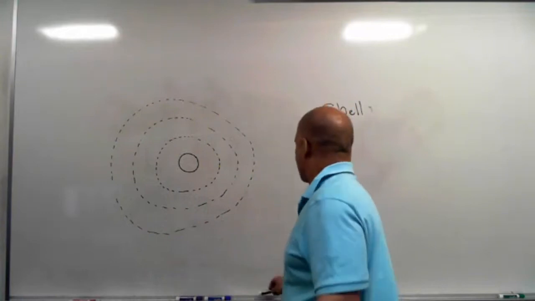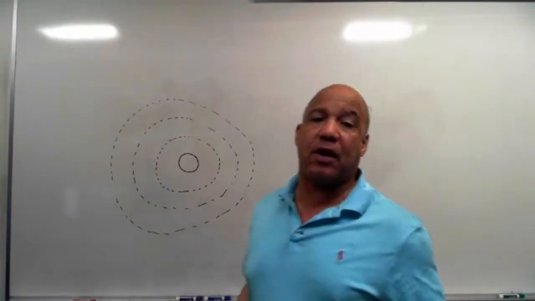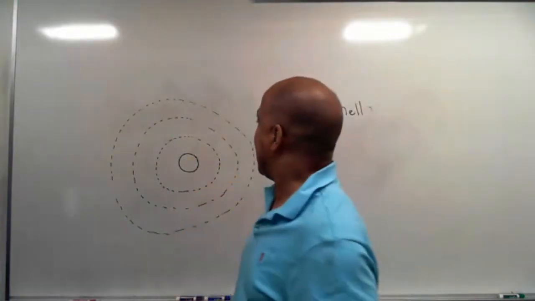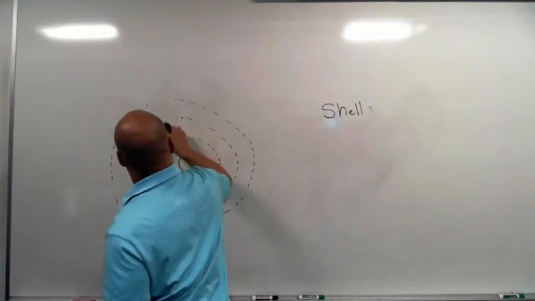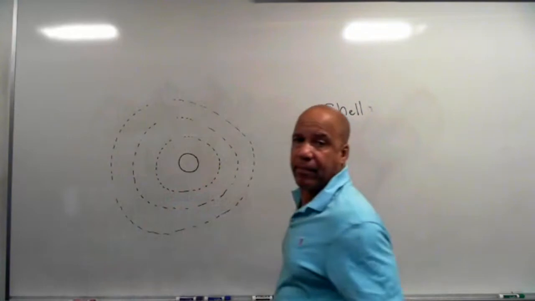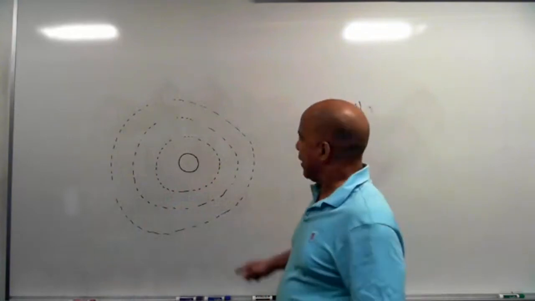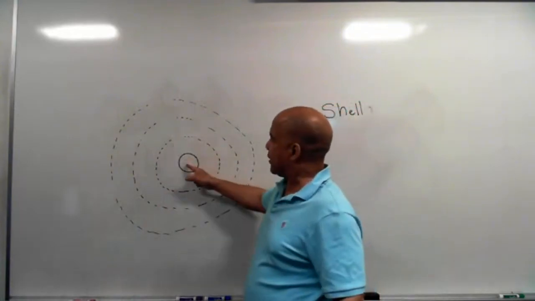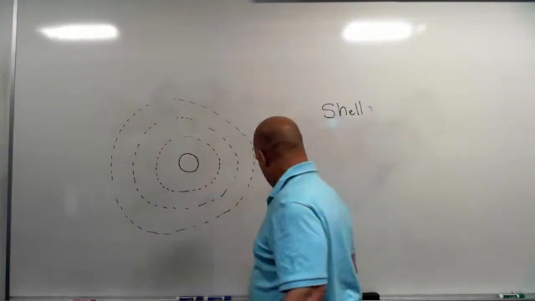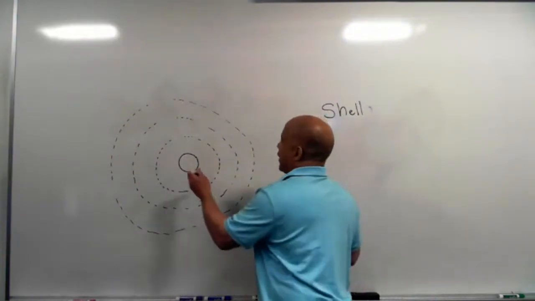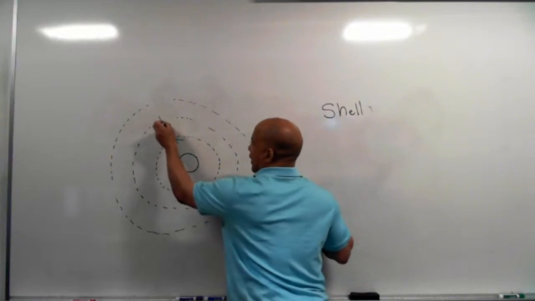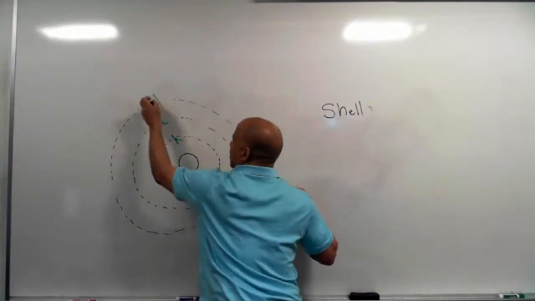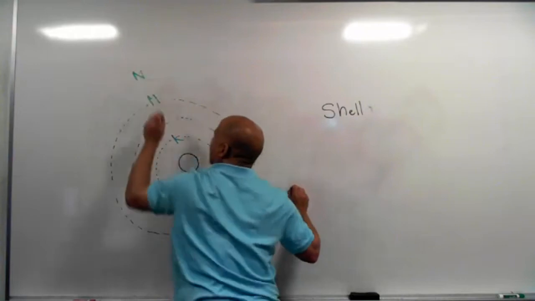Well, these shells, we name them with letters of the alphabet. So let me just make a space here. We start with K, and we go K through N. K is the closest one to the nucleus. So I'm going to name these. This is the K shell. This is the L shell, the M shell, all the way out to N.